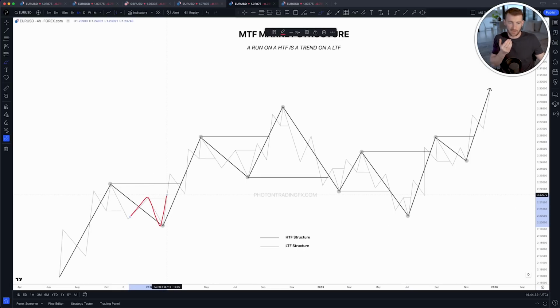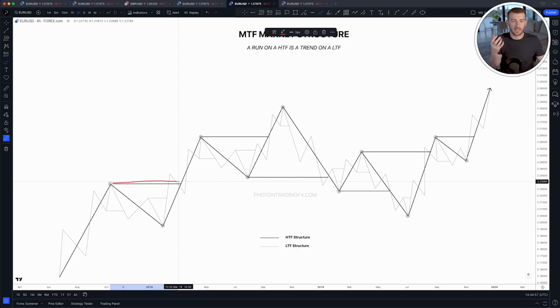And when the 4-hour pullback is finished, the M15 can now shift bullish again to do what? To do the next pro trend run on the 4-hour chart. And that is then when we can follow the bullish M15 to at least target this high and potentially a bit beyond. Now, after a 4-hour break of structure, what do we expect? We expect a 4-hour pullback, right?